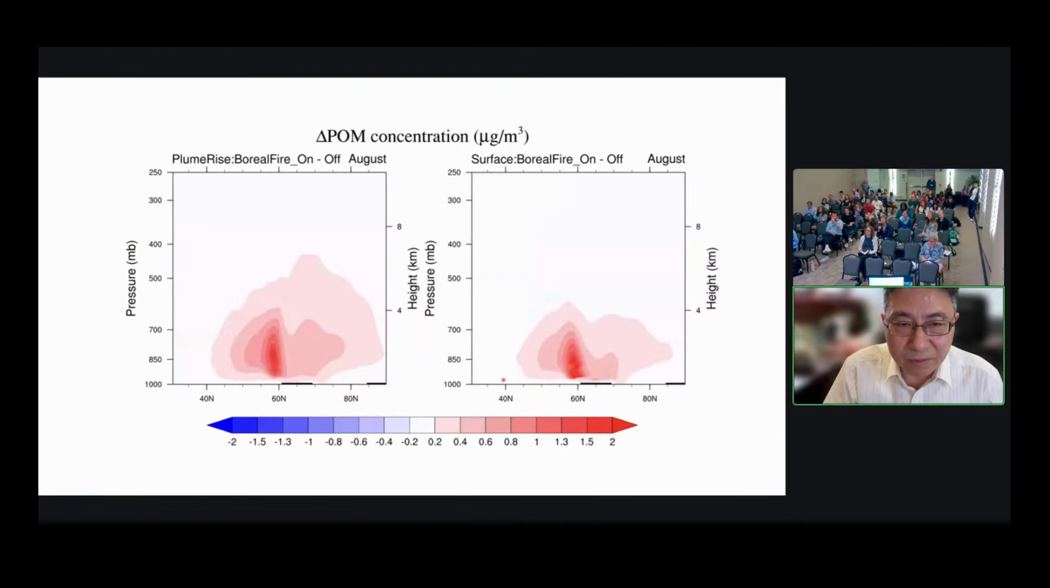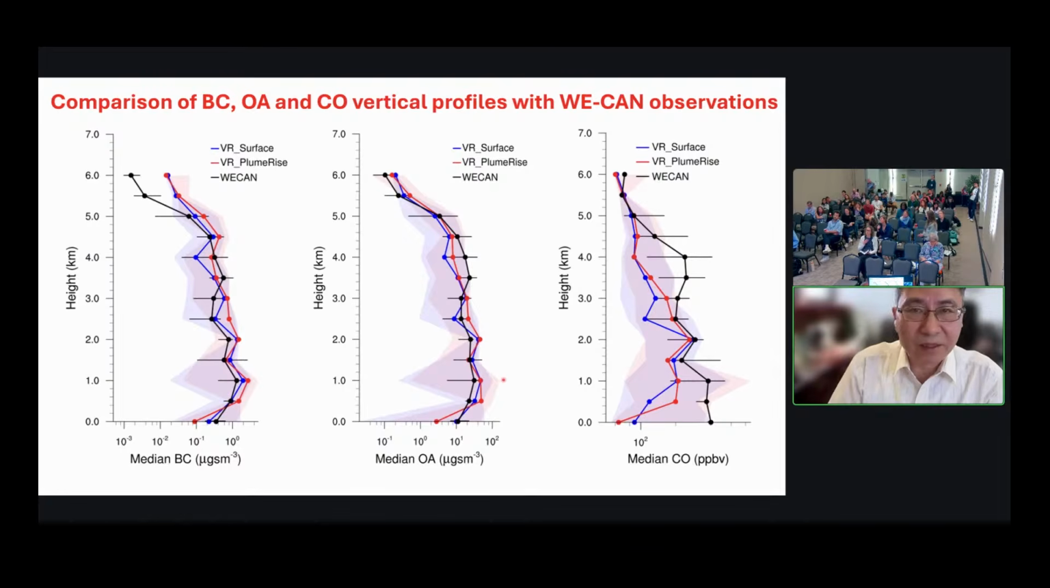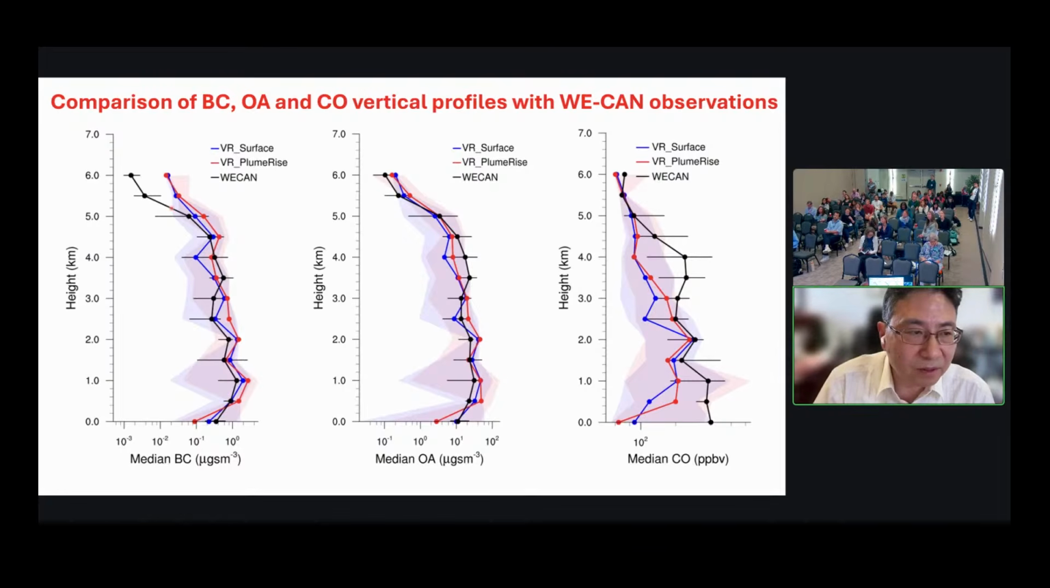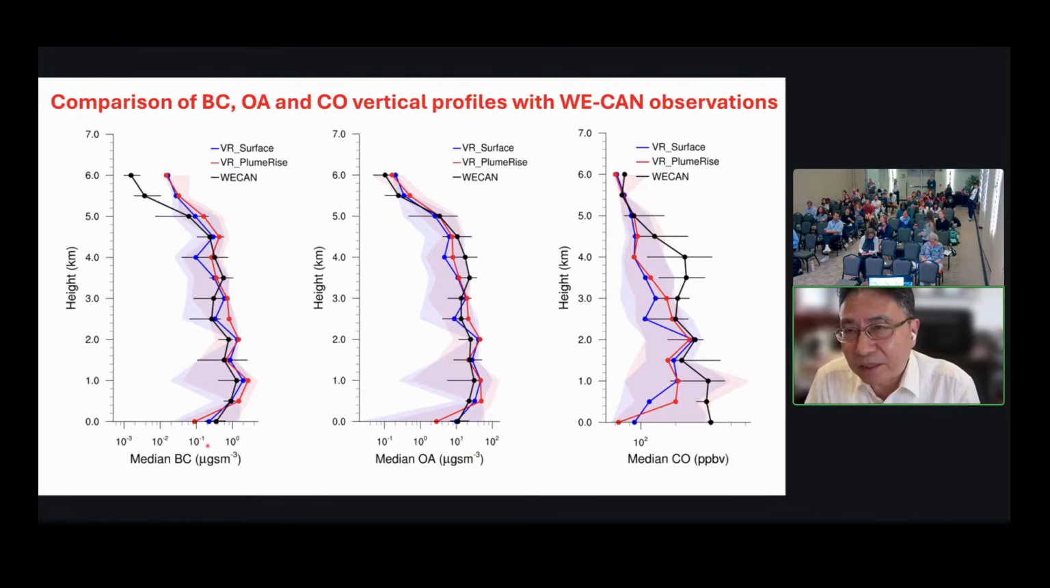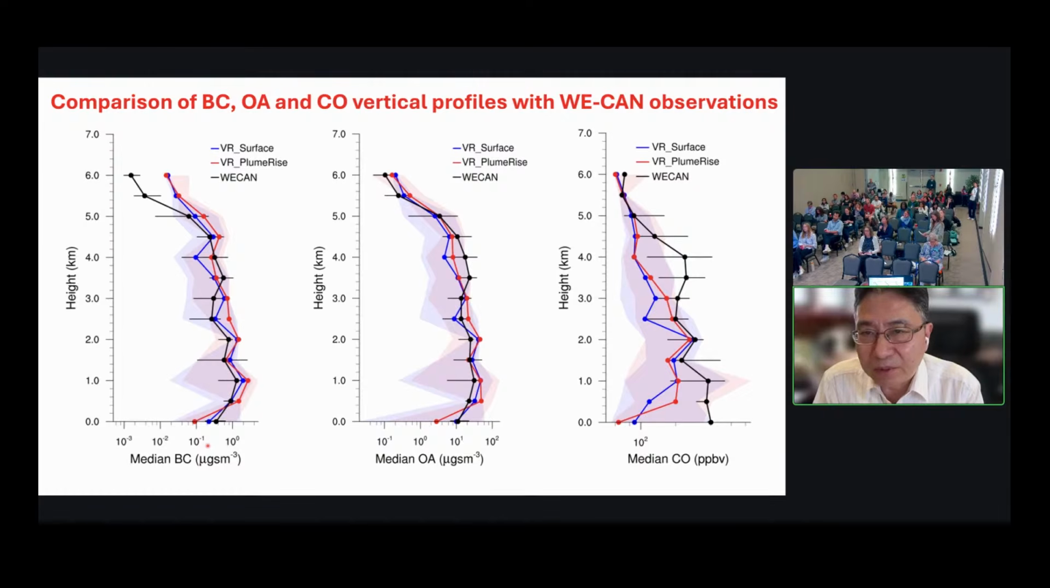Yeah, we compared with the aircraft observations, the vertical profile. We also compared with other field campaigns like the 5AQ observation. For that campaign, the difference is bigger if we emit at the surface or at the high altitude. But we certainly need more observations to validate the plume rise model. We see that it has a big effect on transport to the Arctic.